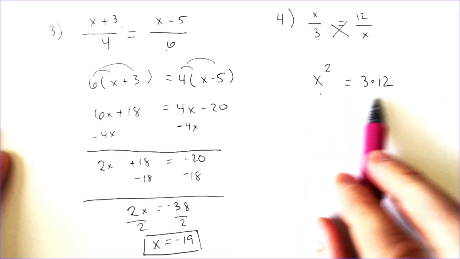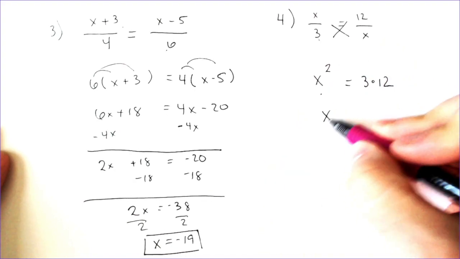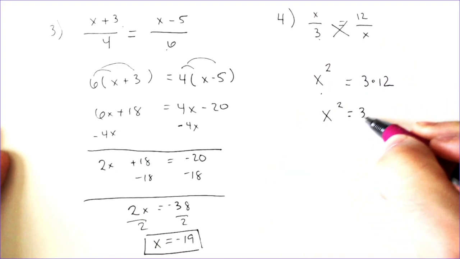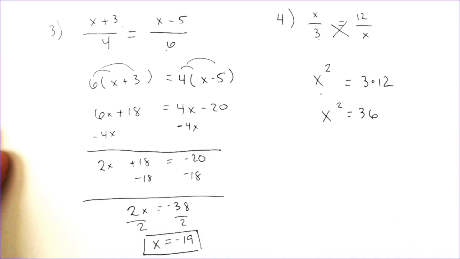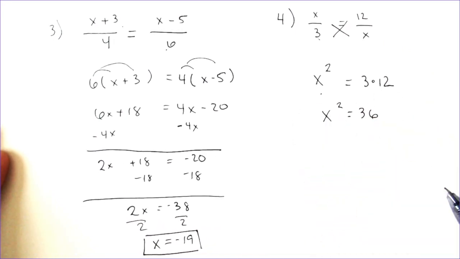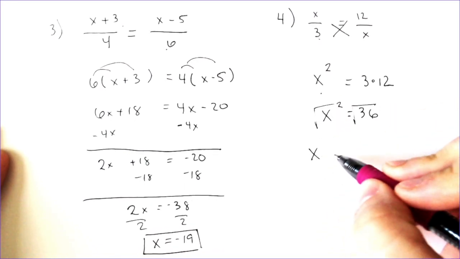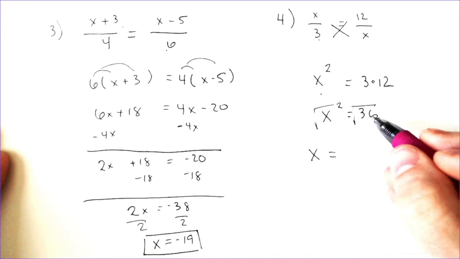So x squared equals 3 times 12. We got the x squared from the x times the x. Well, 3 times 12 is 36. And in order to solve this, we will have to square root both sides of the equation. So x would equal the square root of 36.